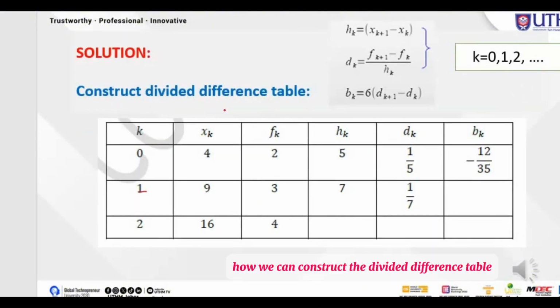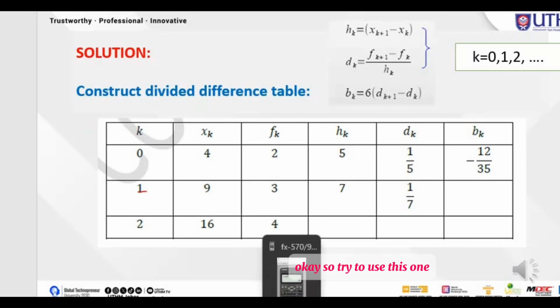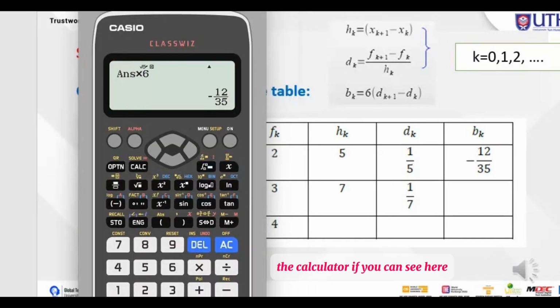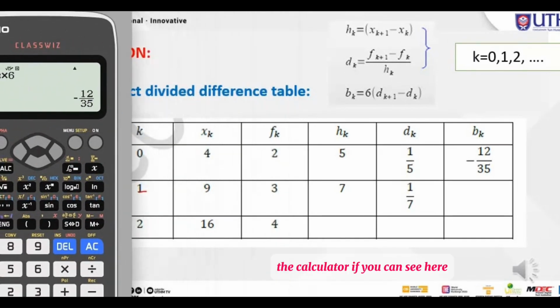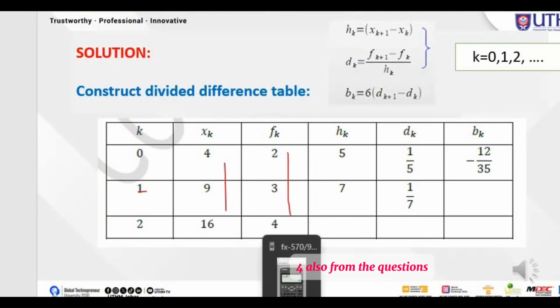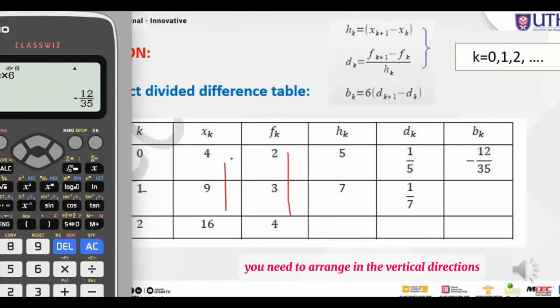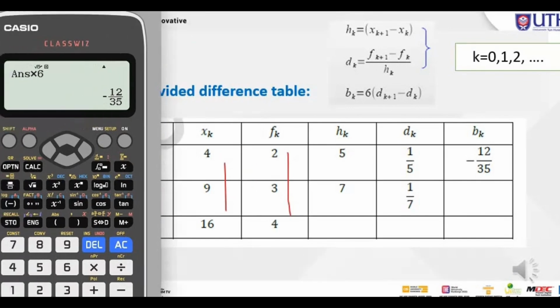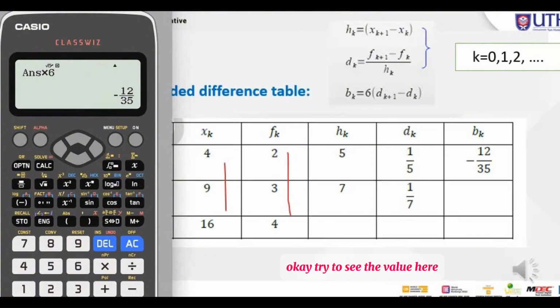construct the divided difference table. Okay, so try to use the calculator. If you can see here, k = 0, 1, 2 is from the question given. 4, 9, 16 is from the question. 2, 3, 4 also from the question. Okay, so you need to arrange them in the vertical direction instead of horizontal. Okay, try to see the values here.